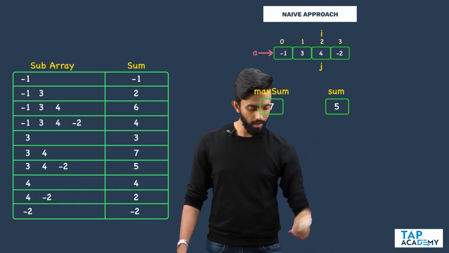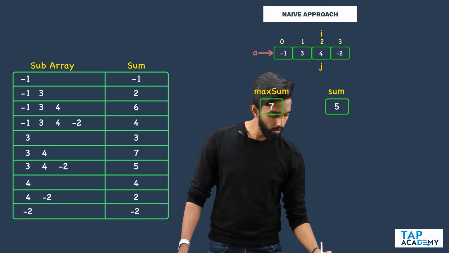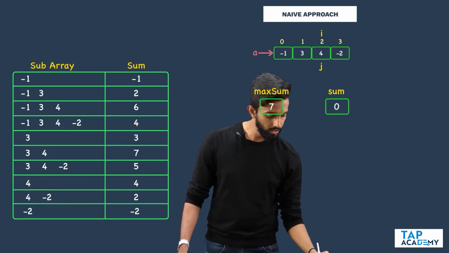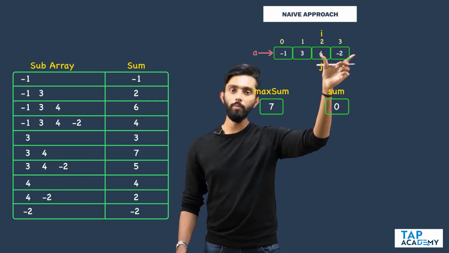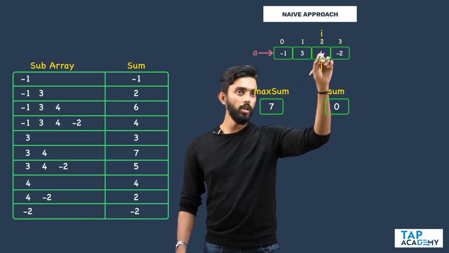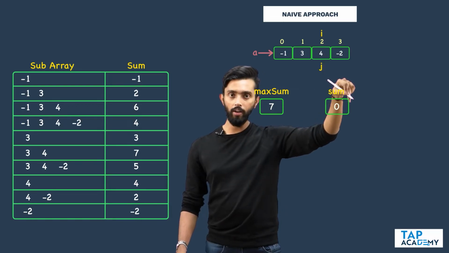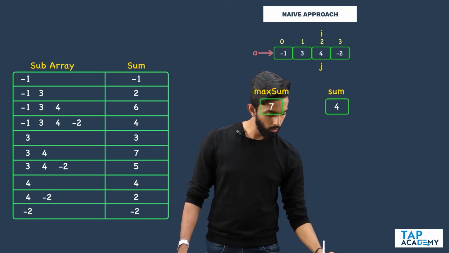But every time i increments, it is your duty to reinitialize sum with 0. I hope you are able to think. Now for 4 and then 4 and -2. These are my two subarrays. So first, whatever is j value, add it to sum. Sum is going to become 4.